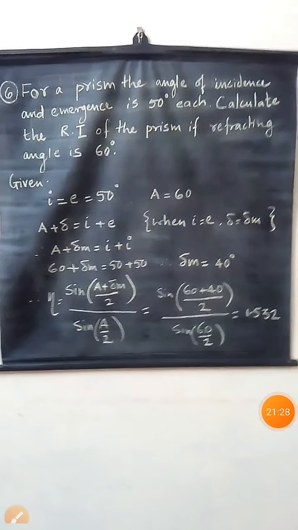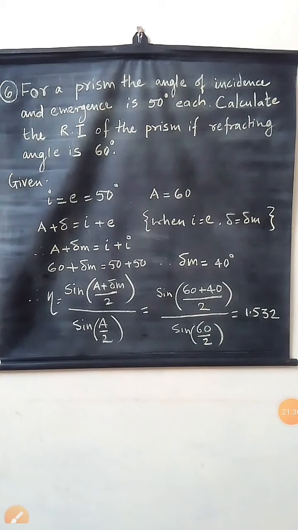Next problem. For a prism, the angle of incidence and emergence is 50 degrees each. Calculate the refractive index of the prism if the refracting angle is 60 degrees. So what you are given for a prism is that the angle of incidence I and emergence E are equal, and it is equal to 50 degrees each. And the refracting angle of the prism is 60 degrees, that is A is 60.